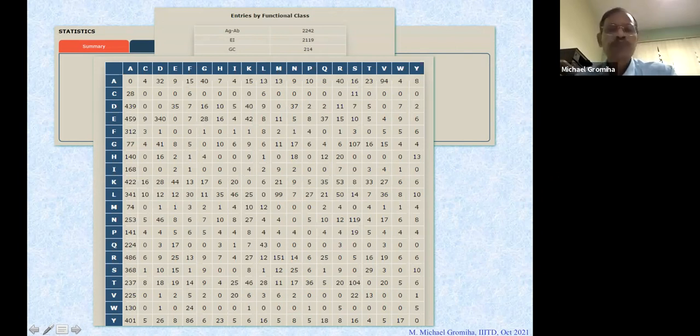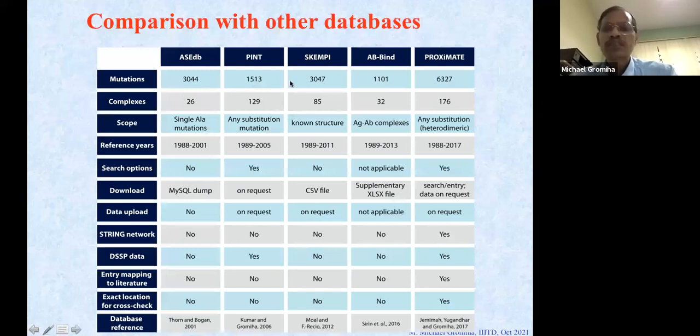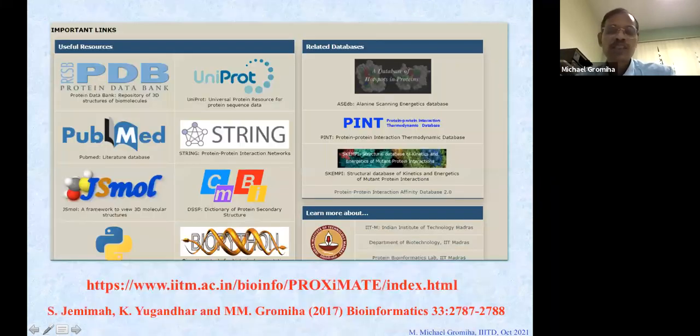It's a comparison with other databases, as they were when we published our paper. These are the various options we use in our database. Some of these options are also in other databases, but some options are not available there. So we tried to address all the options that are not available in the other databases, and we did that in our database. We link with other related resources like PubMed, STRING, UniProt, PDB and so on. And then we have SCMB and the other databases.